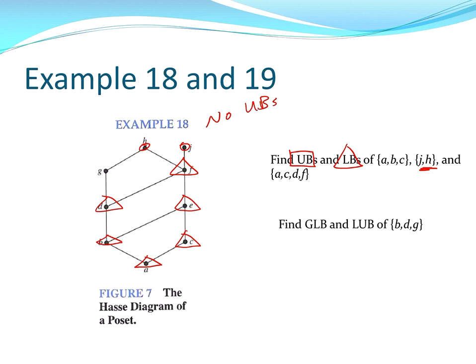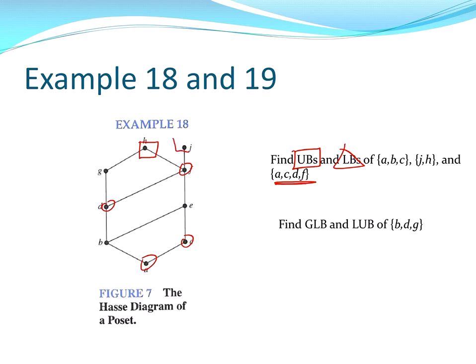All right, and then let's look at the next one. A, C, D, and F. I'm going to find upper bounds and lower bounds. Well, H is an upper bound, and J is an upper bound. There's one more, it's F itself. F is an upper bound of every element in that subset. What about lower bounds? Well, the only lower bound is going to be A.